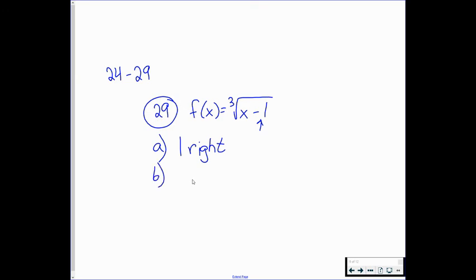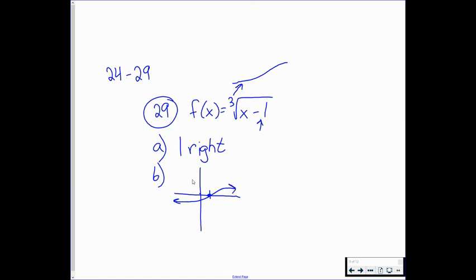Now that we know the change, let's go ahead and graph it. This is the cube root function that looks like this for the parent graph. I'm going to shift it from 0, 0, go 1 unit to the right, and draw my graph.